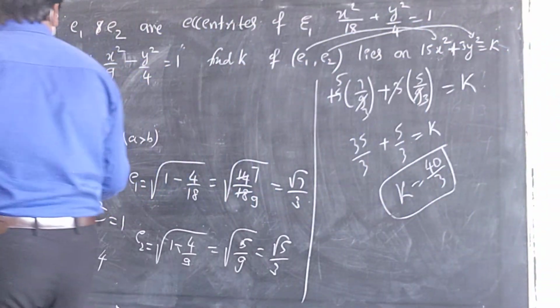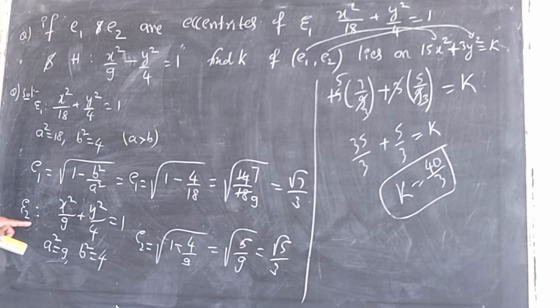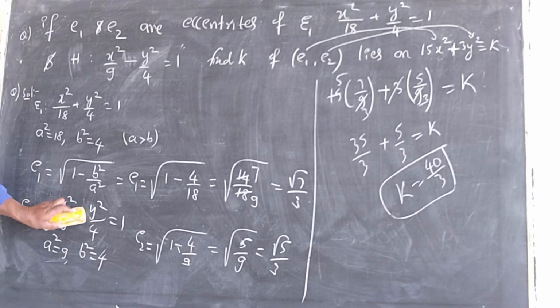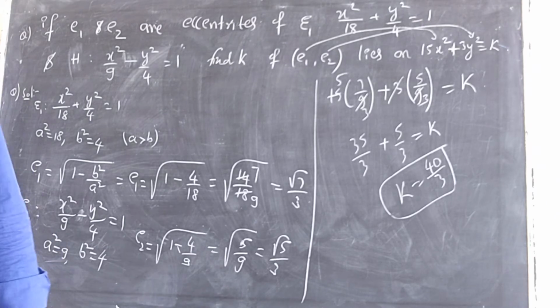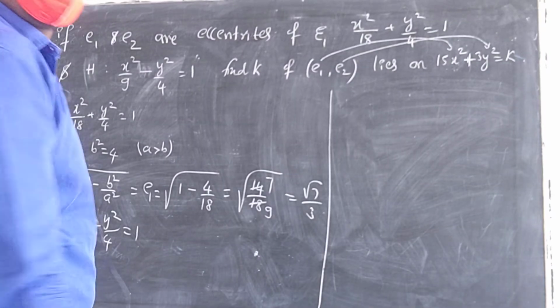So in this case eccentricity 1 is correct. This is right. But for eccentricity 2, if it is minus, it is a hyperbola, then the formula differs. So what is that formula? I will tell you. Please note this down first. So this is a JEE question.